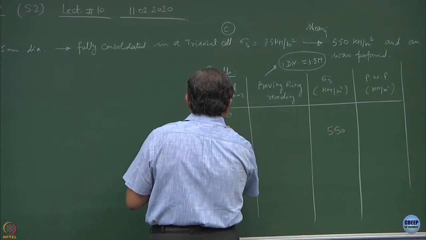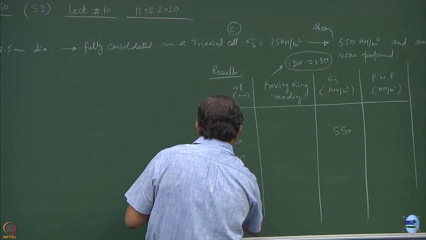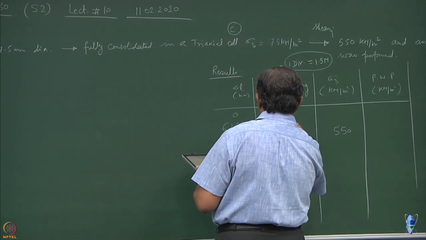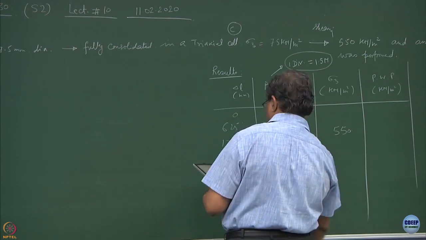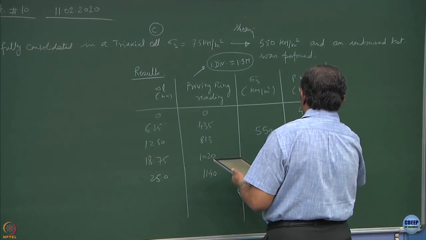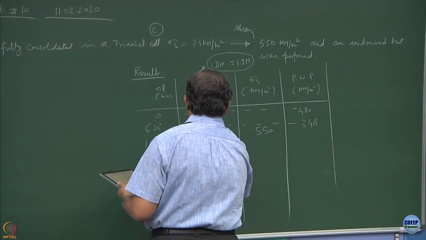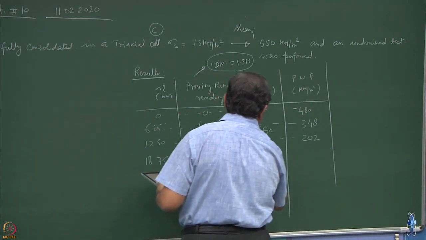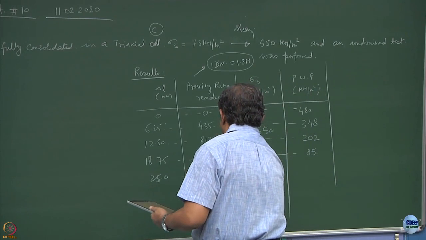So, this is 18.75, 25.0. Proving ring readings are 0, 435, 813, 1020, 1140. The pore pressures are 480, 348. These are corresponding to these values. So, please ignore my improper tabulation. This is 202. Now, my question is, if you really want to learn geotechnical engineering, what is your speculation by seeing the numbers which I have written on the board?